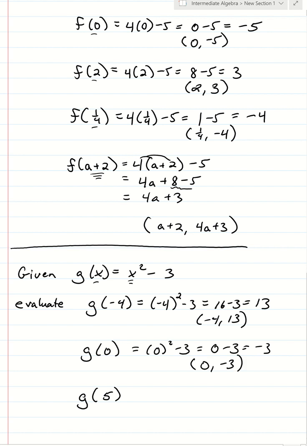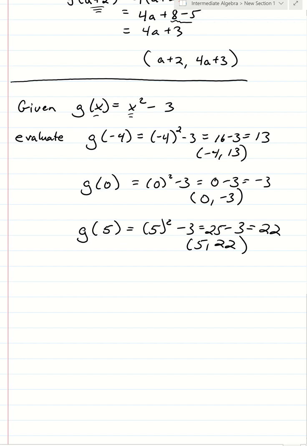For the last one, same function g of x, or x squared minus 3, but now we have to plug in the value of 5. So now I would have 5 squared minus 3. Simplifying, that would give us 25 minus 3, which we know to be a 22. So our ordered pair would read 5, 22. Okay? Let's do one more.